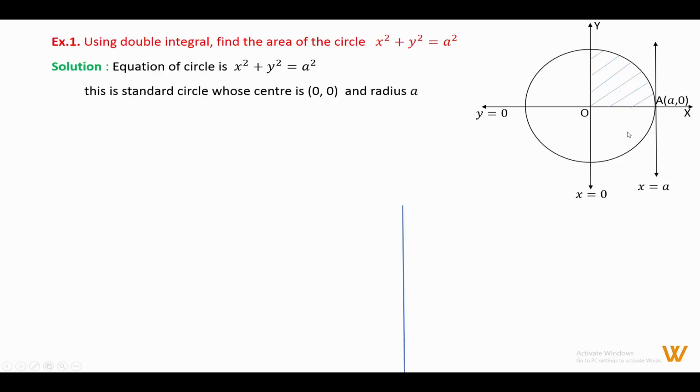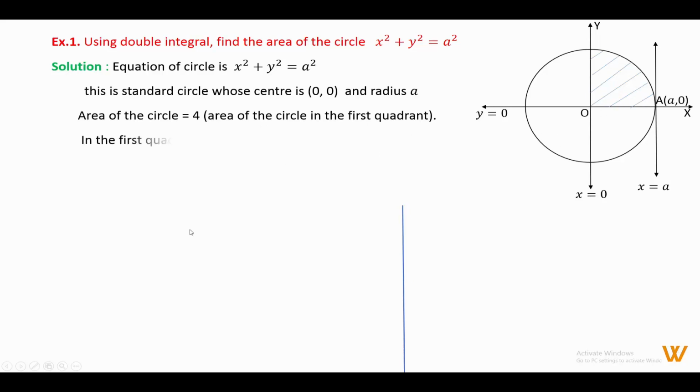And for the total area of this circle, here we require to find the area of this circle. Total area is equal to 4 times the area of this part. If we find the area of this part, then the total area is 4 times this part. Area of the circle equals 4 times the area of the circle in the first quadrant only.